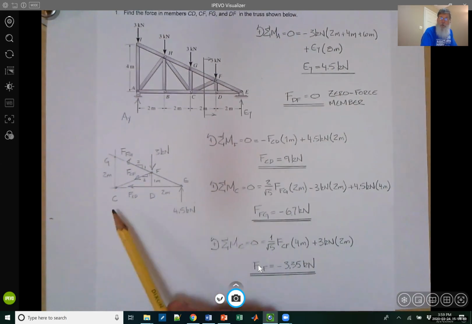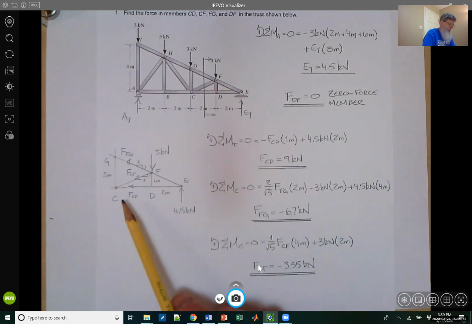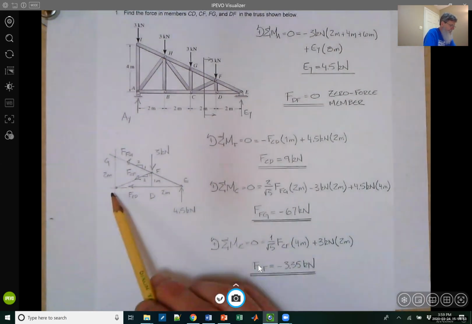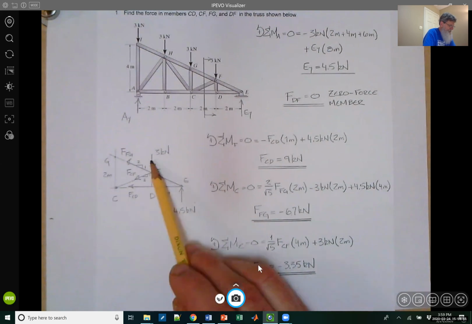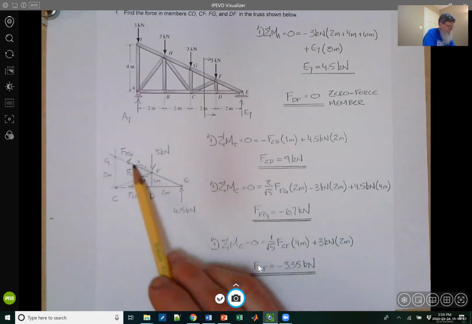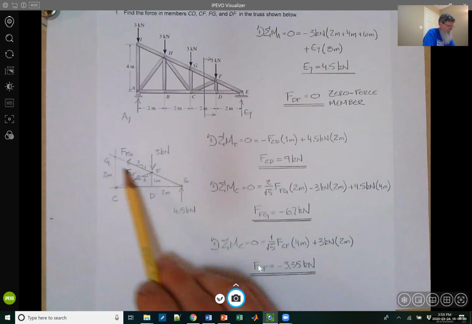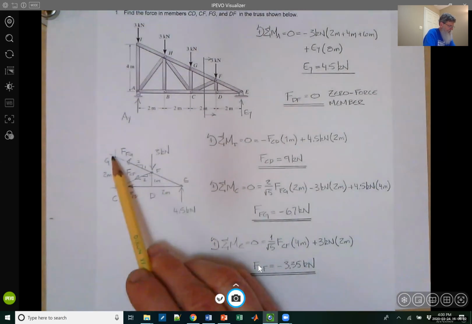Now I do C, a little bit different thing to worry about here. When I go about C, these two forces are easy, but I have to do something with FG. You need to slide it around. I decided to slide it up to F.